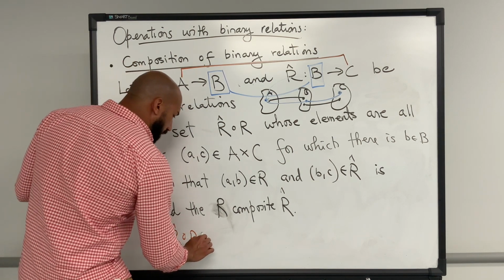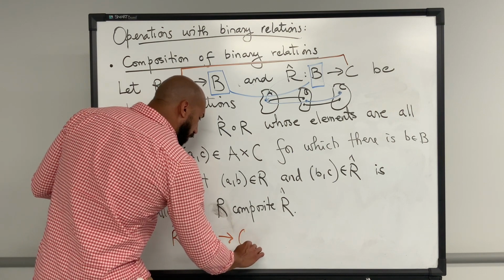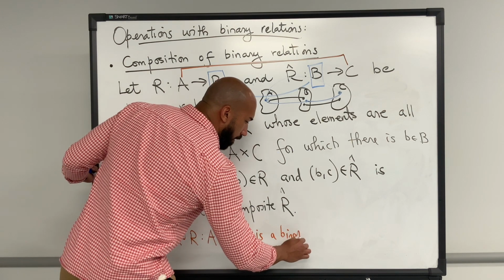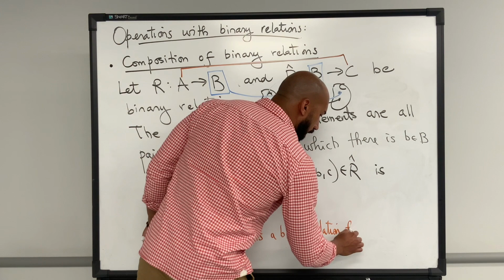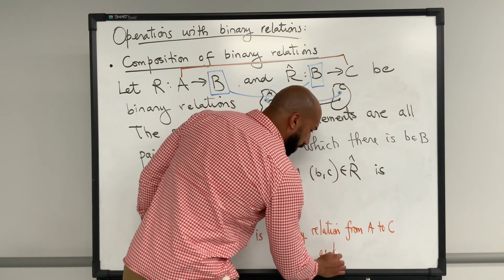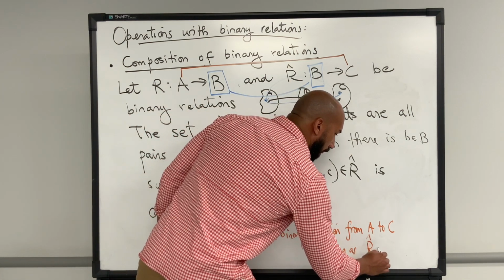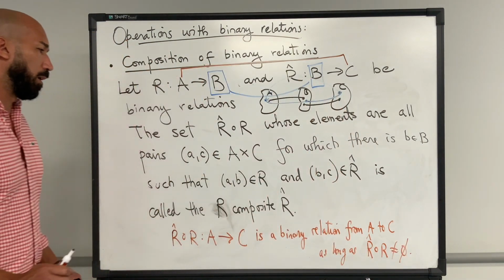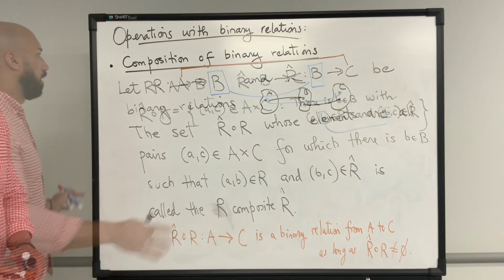And well, our composite R hat is gonna be a binary relation from A to C as long as it is different from the empty set. Okay, and let's see a couple of examples, and I think this notion is gonna be clear. Okay, this is the definition then.